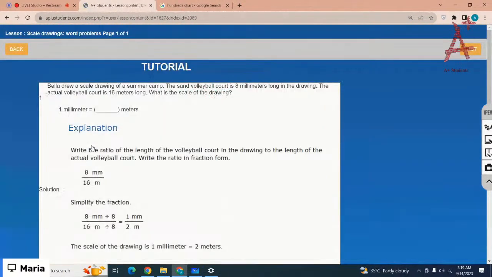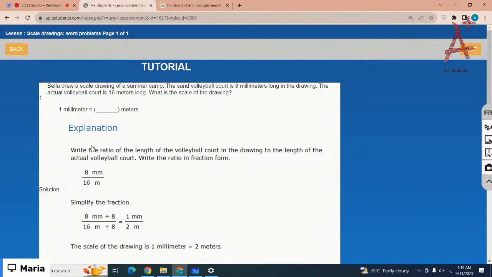Okay. Bella drew a scale drawing of a summer camp. The sand volleyball court is 8 millimeter long in the drawing. The actual volleyball court is 16 meters long. What is the scale of drawing? So basically, in the drawing, the volleyball court is 8 millimeter long, but actually it is 16 meters, right? So you have to find what scale she has used, right?